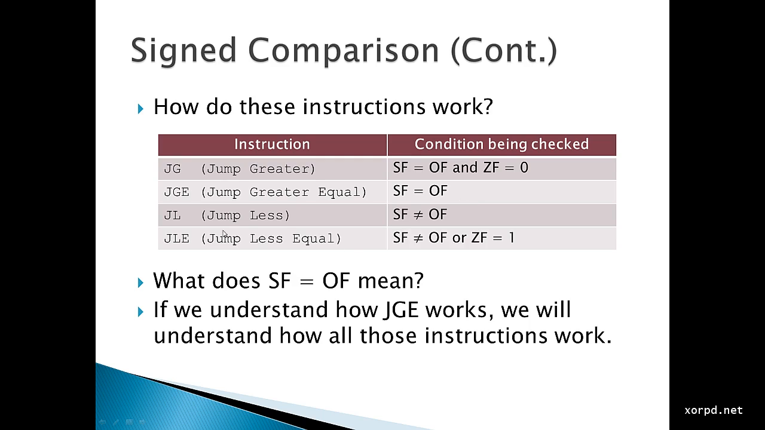The rest of those instructions and their condition being checked could be proved using, or relying on, what we found out about jump greater equal. We know that this instruction and the condition are correct. We can infer that the rest of the instructions are correct by relying on the correctness of jump greater equal.